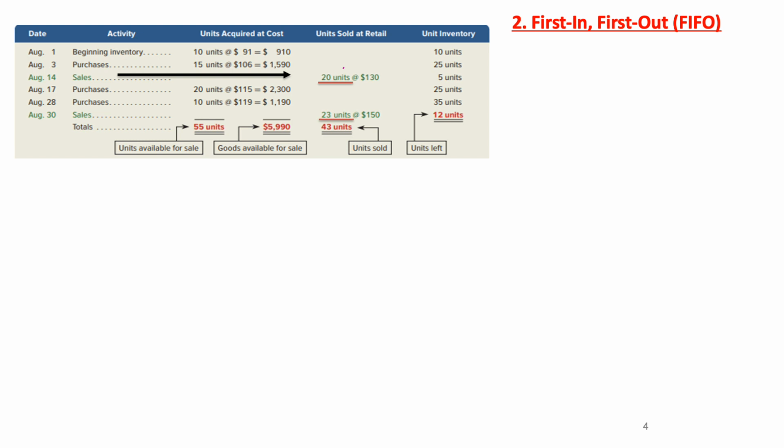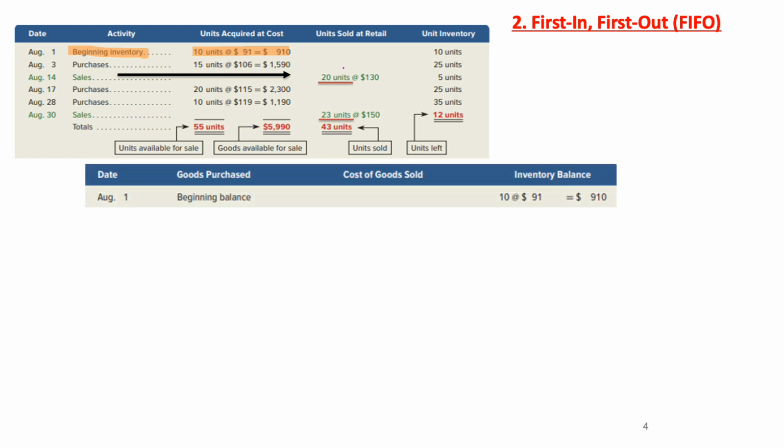As we said earlier, the first thing that I have to record in the inventory table, using first in, first out or any method, is always the beginning inventory. So on August 1st, we have a beginning inventory of 10 units and it costs us 91 per unit. If I multiply 10 by 91, it gives me 910. So I'm going to record my beginning inventory first, and I'm going to put the inventory balance, which is 10 units multiplied by 91, giving me 910.